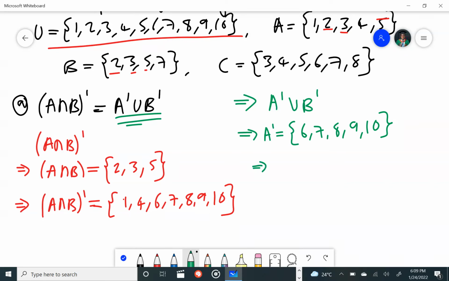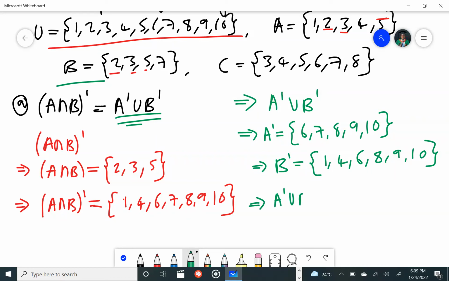Then B complement. B is here, right? It's starting from 2, 3. So 1 is part of B complement. Then we go to 4, then 6, then we skip 7, we go now to 8, 9 and 10. Then what are we going to do? Here remember it's A complement union B complement. So we just add these things.